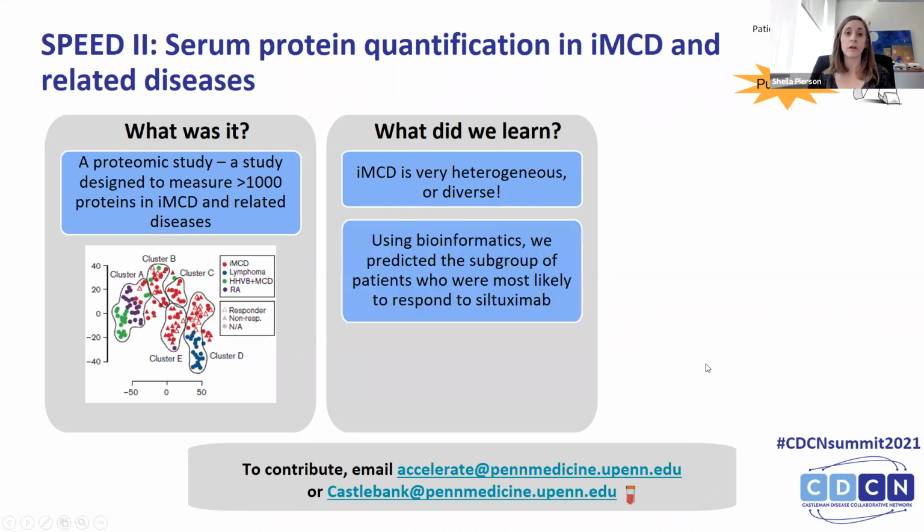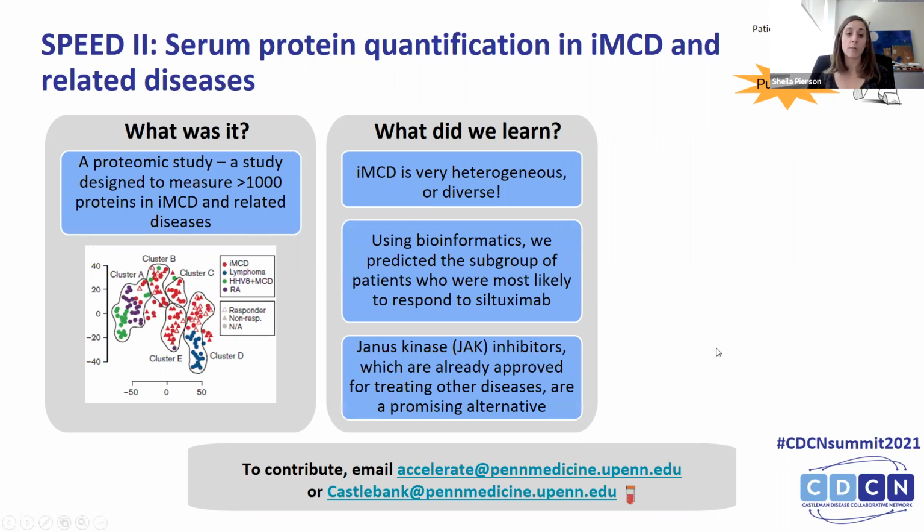We also learned that we can predict the subgroup of patients who are most likely to respond to siltuximab. And looking at those patients, as well as patients who didn't respond, we identified the Janus kinase or JAK inhibitors, which are already approved for treating other diseases, as drugs that might be a promising alternative. So with all these studies that we're doing, we're identifying different pathways and different cell types involved, so that we can try to find drugs that might benefit patients who might not be responding to siltuximab or tocilizumab or those other drugs.